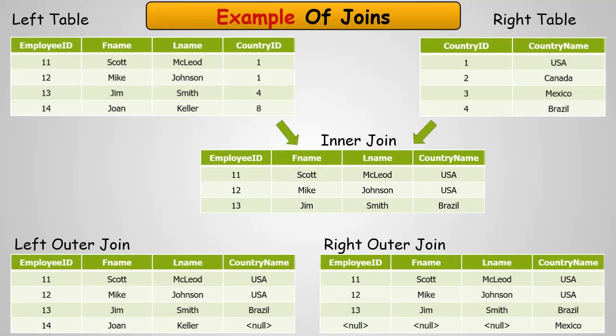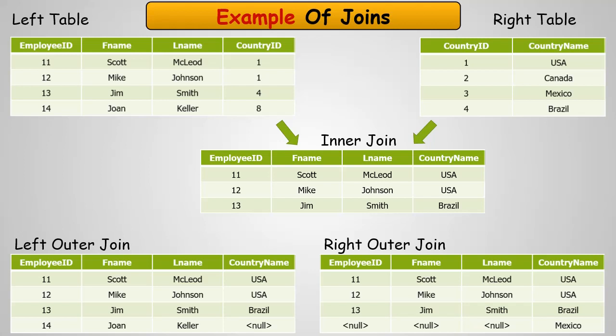So let's take a look at what this looks like. Up in the upper left-hand corner, I've got an employee table with four employees with countries 1, 4, and 8. And on my right-hand table, I have a country ID, and I've got countries 1, 2, 3, and 4. Now, the joining column between these is country ID. When I join on that column, I will produce a result.